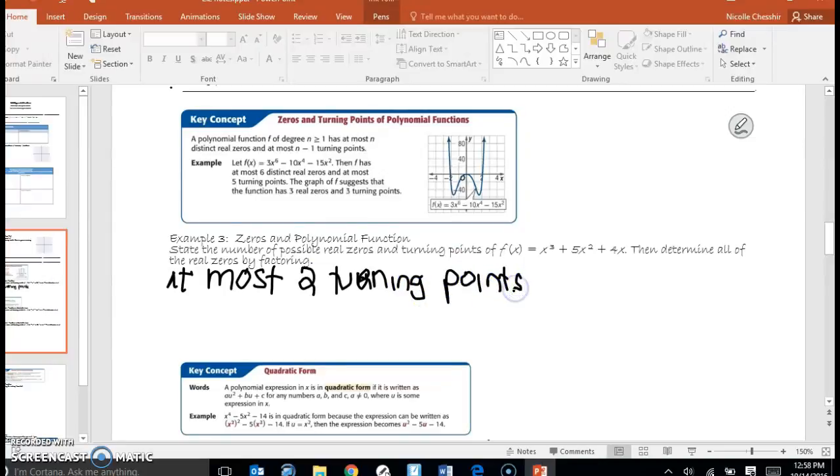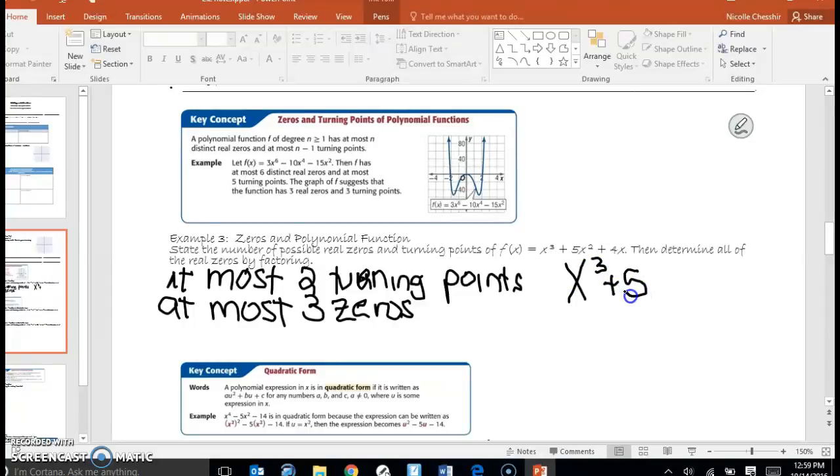And at most, how many zeros will we have? How many times will it cross the x-axis? 3. So to find the zeros, we look for where the y value equals 0. So we're going to set our equation equal to 0, and we're going to factor this.